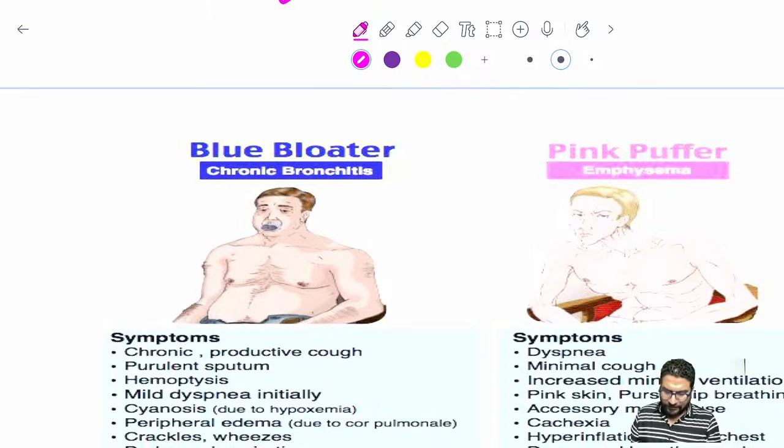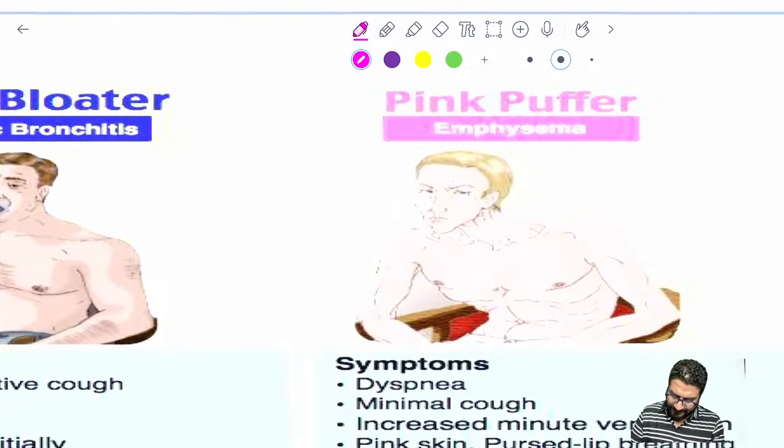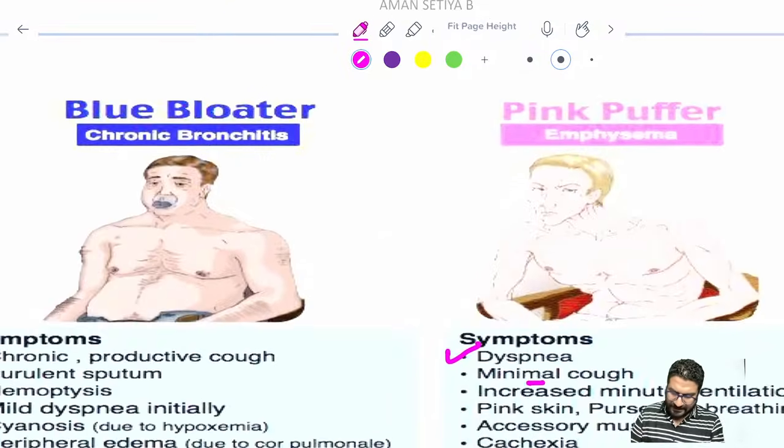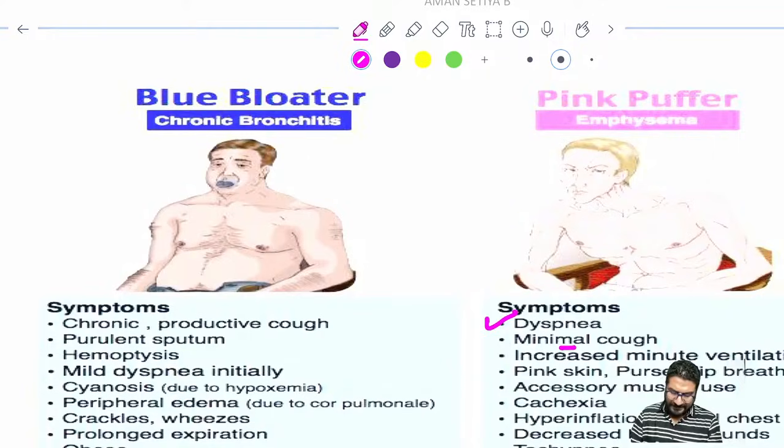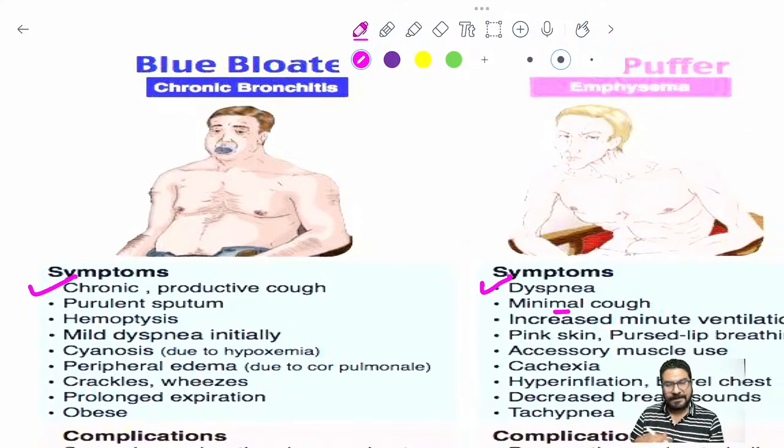Okay, now moving to blue bloater and pink puffer. So understand this thing. Blue bloater means bronchitis, pink puffer means emphysema. So just remember in emphysema, the main symptom will be dyspnea. कफ यहाँ पर कम हो जाएगी. In chronic bronchitis, remember main symptom will be productive cough. Now understand this thing, because of repeated cough you will see purulent sputum, patient will develop blueness, perioral cyanosis, so we call them blue bloaters.